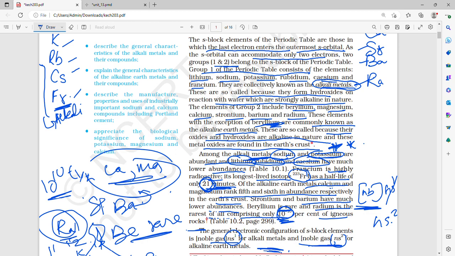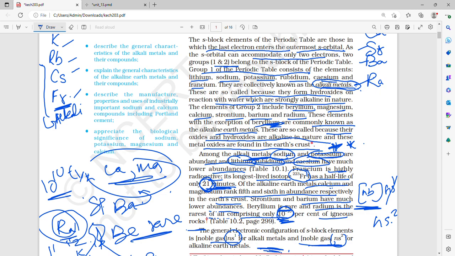Group 1 of the periodic table consists of lithium, sodium, potassium, rubidium, cesium and francium, and they are collectively known as alkali metals. Why are they collectively known as alkali metals? Because in reaction with water they form hydroxides which are strongly alkaline in nature, therefore they are called alkali metals.